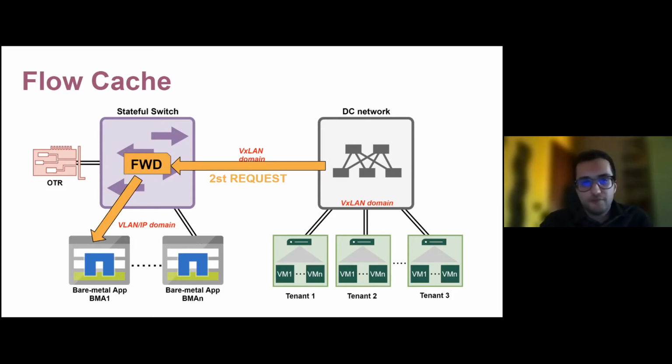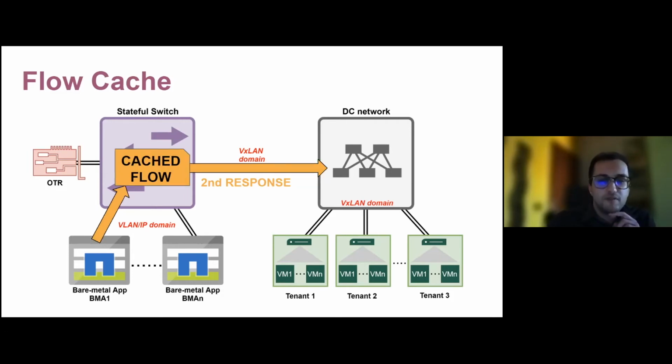Okay, now for the second request, as before, the stateful switch will forward the packet to the bare metal application, and then the response in this case, since the entry was cached before with information received by the OTR, the stateful switch can on its own encapsulate the packet and send it back to the data center network.